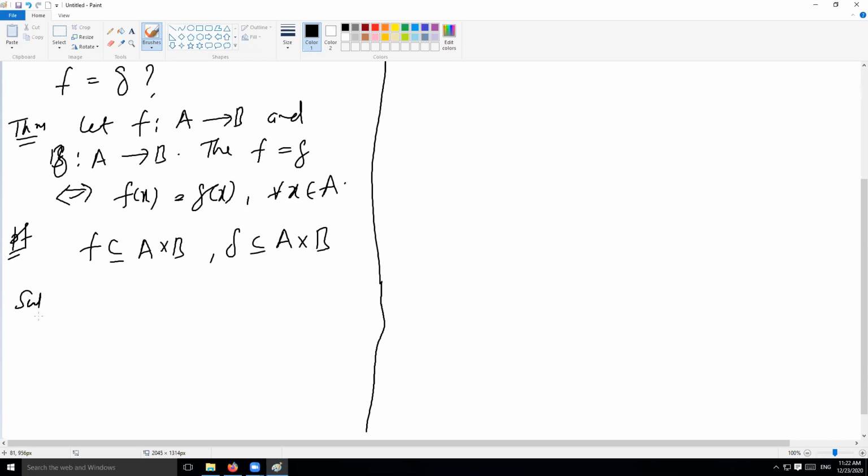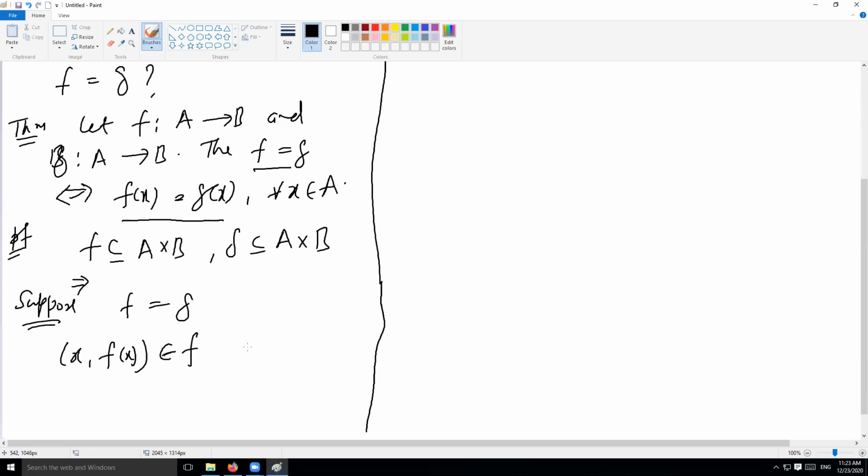Suppose that the set f is equal to the set g, and I want to prove this. In other words, I first want to prove this direction: suppose f is equal to g, and then deduce that f of x equals g of x. All right. Now let me take an x and f of x. I know that this ordered pair is going to belong to f. Do you agree with me that this ordered pair belongs to f?